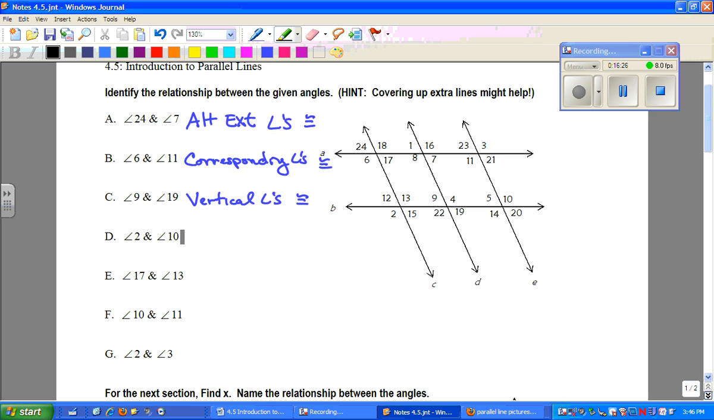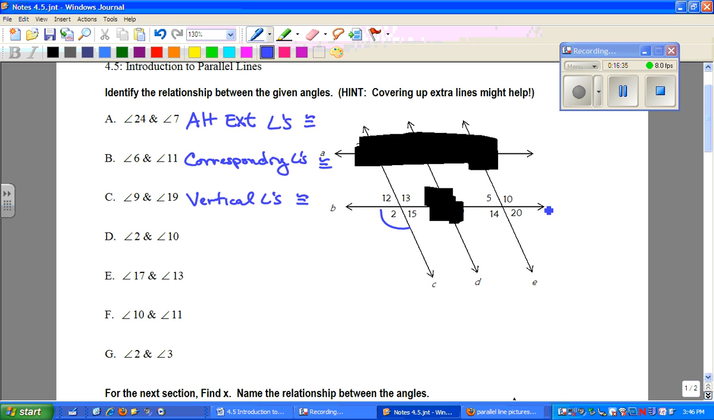2 and 10. 2 is here. 10 is there. Gone. 2 and 10. 2 is down here. 10 is up here. There's the transversal. These are the parallel lines. So 2 is outside. 10 is outside. Booyah. Exterior. Same side or different sides of the transversal? Down, above, alternating. And what did we learn? If the lines are parallel, which they are, alternating exterior angles are congruent.